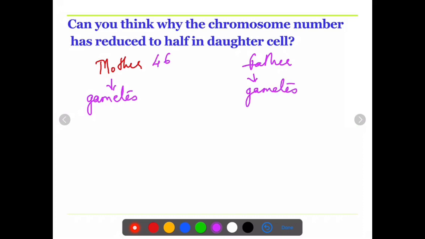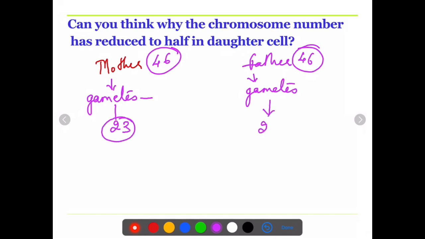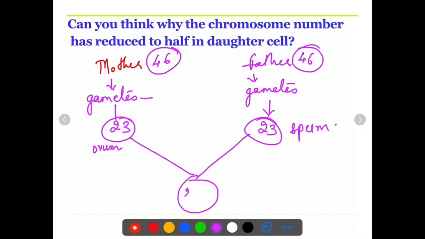The cells of the reproductive organs will have 46 chromosomes, but the gametes formed will have 23 chromosomes. Now the ovum has 23 chromosomes and the sperm has 23 chromosomes. They unite and fertilize and form the zygote, which has 23 plus 23, total 46 chromosomes, which is the number found in the cells of mother and father.